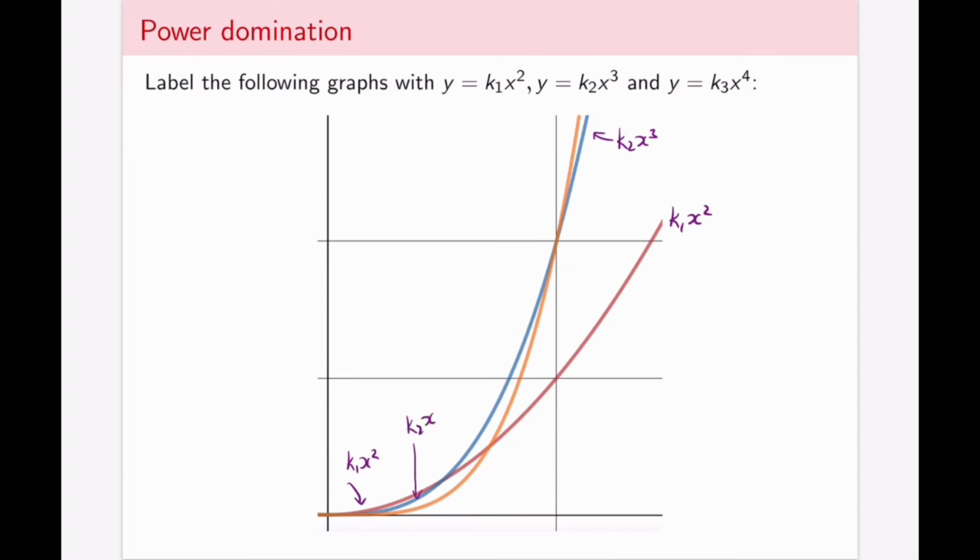Here, the highest power overall, the x to the 4th, will be the flattest near the origin and the fastest growing one for large values of x. So this will be my x to the 4th with a coefficient.